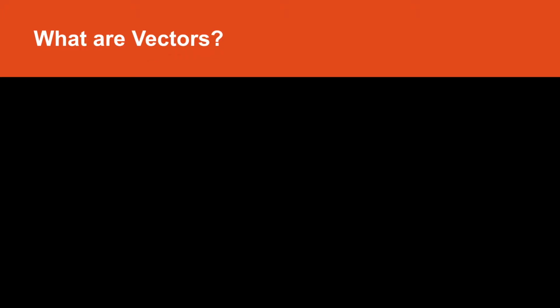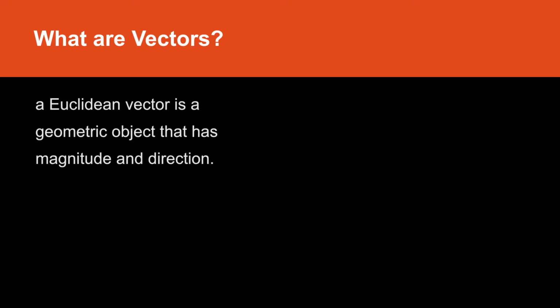What are vectors? A Euclidean vector is a geometric object that has a magnitude and direction. Out of the box, we get the word vector, so we know something has to do with that. So it's a geometric object that has magnitude and direction. So let's look at this.